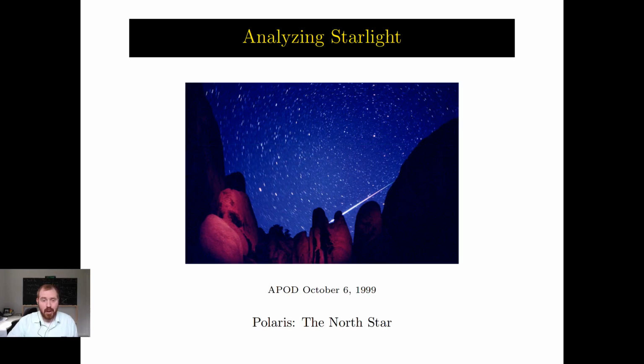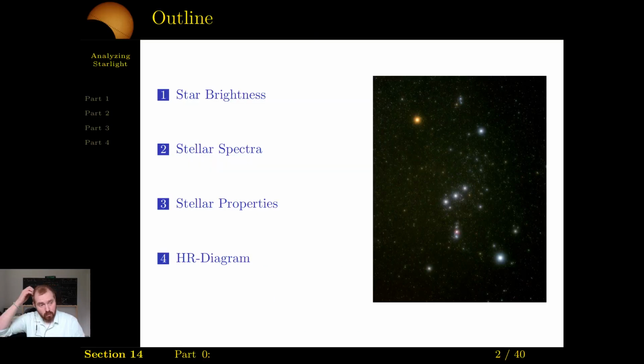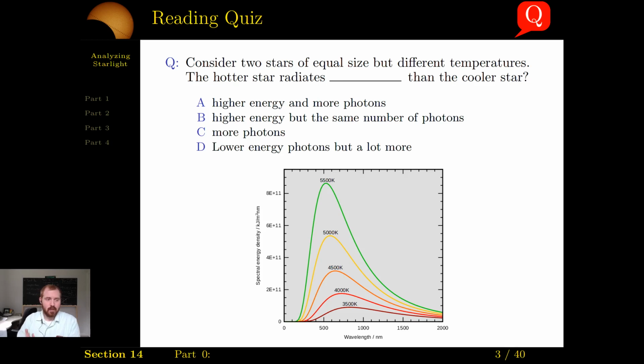And let's dive right into section 14. We're finally going into talking about Starlight. All right. So I've broken this up into about 4 sections. We're going to talk about star brightness, talk about stellar spectra, and what properties we can learn from that spectra, and then move on to the HR diagrams. So let's start diving into our material.